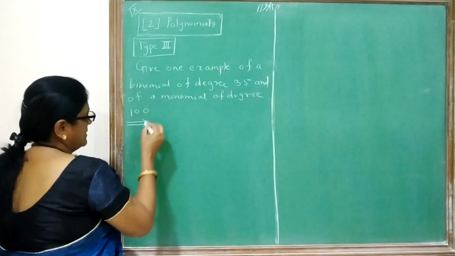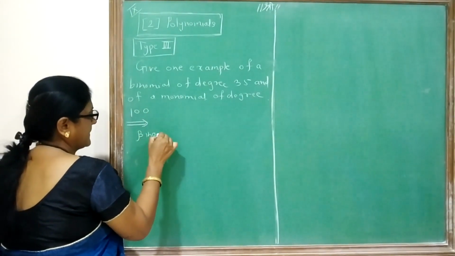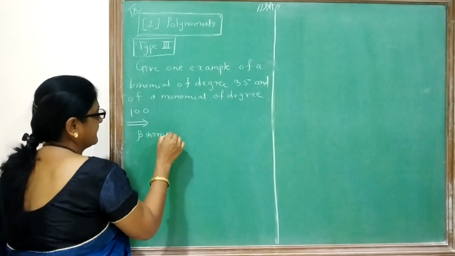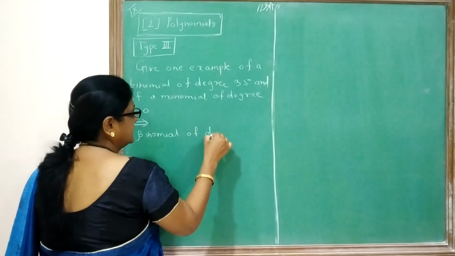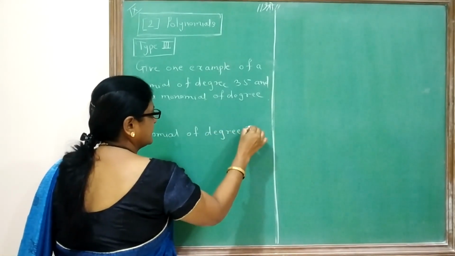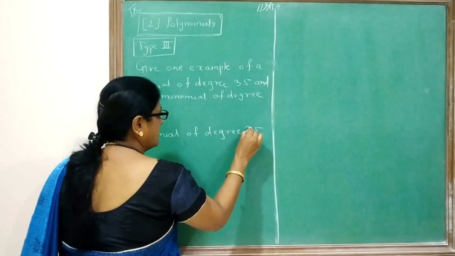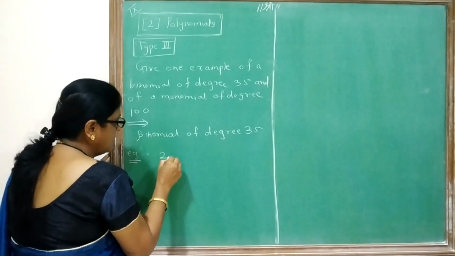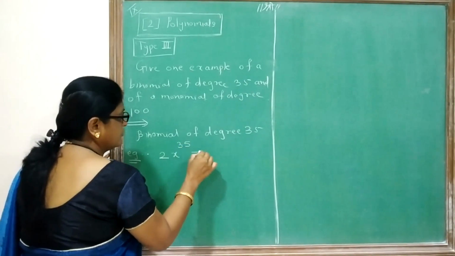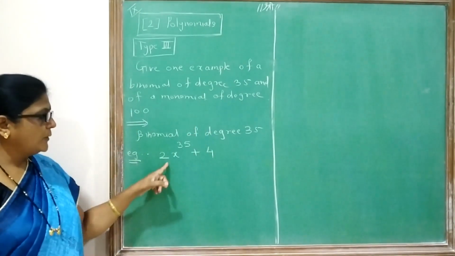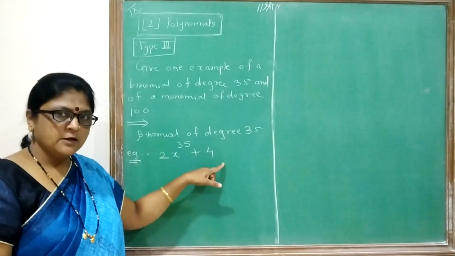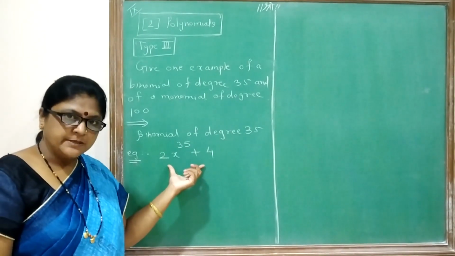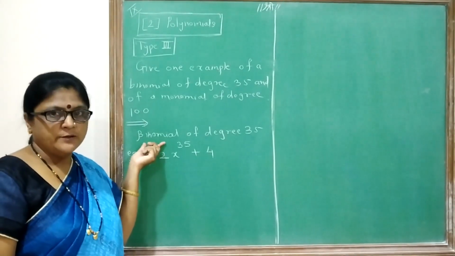Then, binomial of degree 35. For example, 2x raised to 35 plus 4. Degree is 35, and here two terms are present, so it is called a binomial.